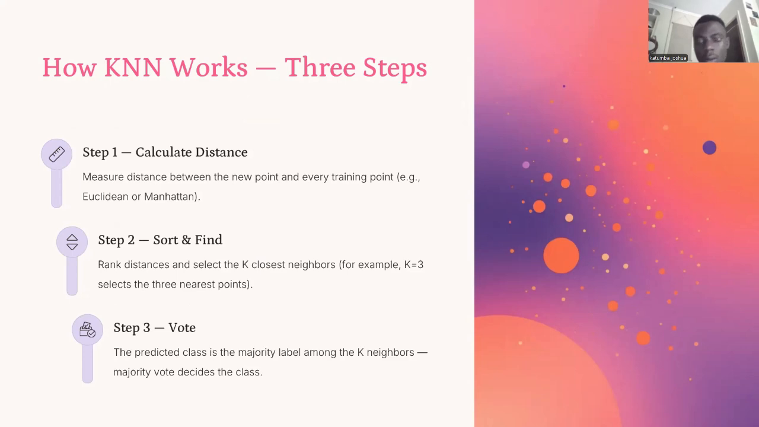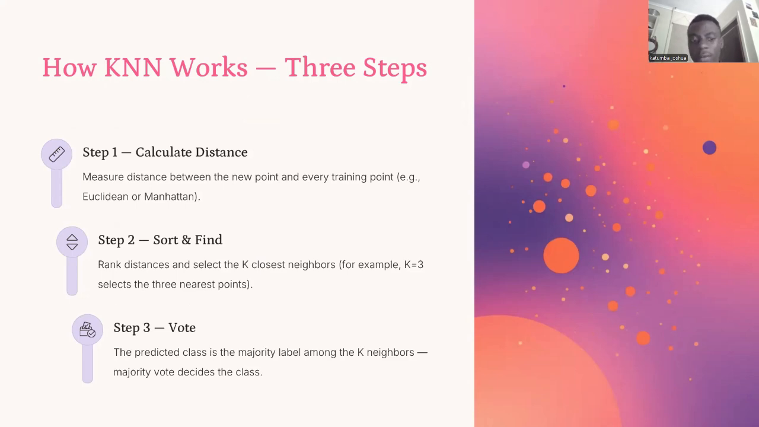Now, we are going to look at k nearest neighbors and how they work. And I drafted 3 steps here. Step 1, we calculate the distance. So we measure the distance between the new point and every training point. That is Euclidean or Manhattan. Then step 2, we sort and find. So we rank distances and select the k closest neighbors. So for example, if we said k equals 3, we would look amongst the 3 nearest points.